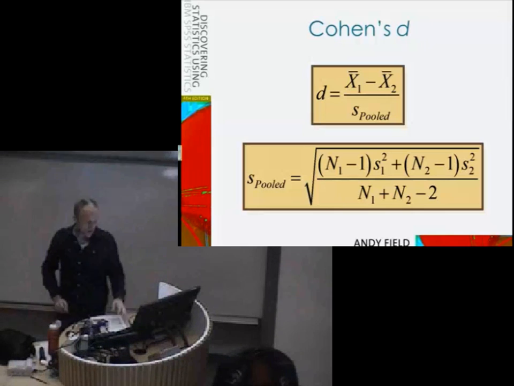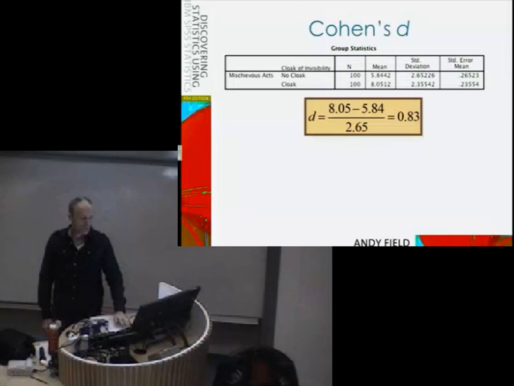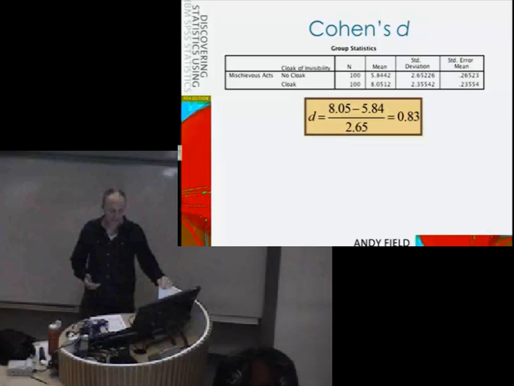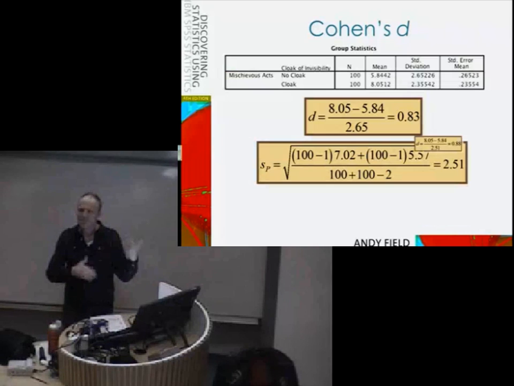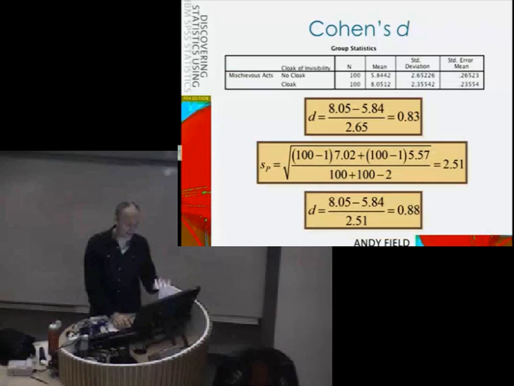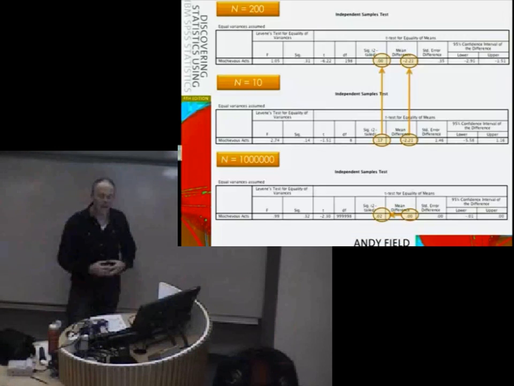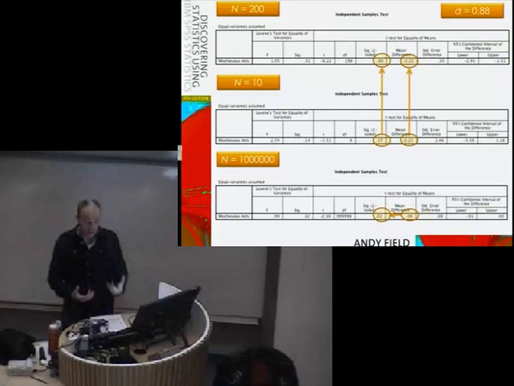Now to go back to this cloak example, if we actually work out the effect size, we've got the two means in the table, so we take the difference between the means and divide it by the standard deviation of the control group, and we get an effect size of 0.83, which is actually quite big. If we use the pooled estimate, we get an effect size of 0.88. So in this example, it doesn't matter too much which version of d we use. I know I'm whizzing through the equations, but that's not the important thing. The important thing is that if we work out the effect sizes in these three scenarios again, they are much more representative of what's actually going on.